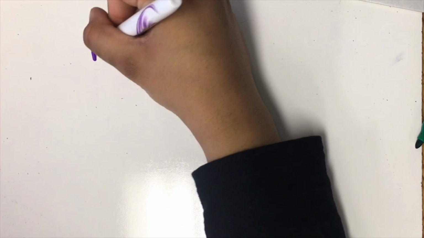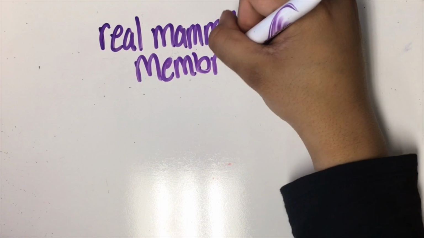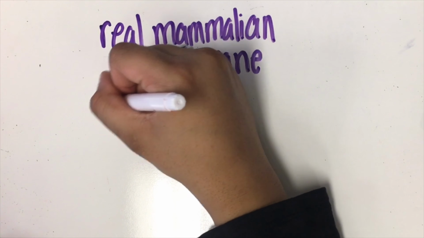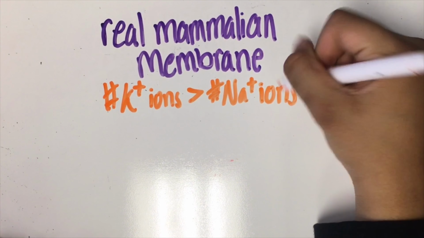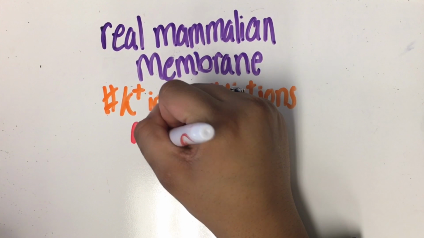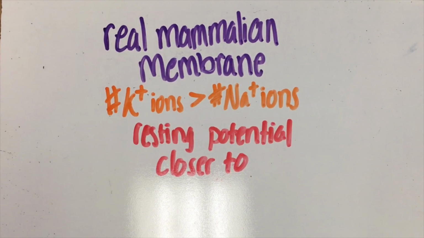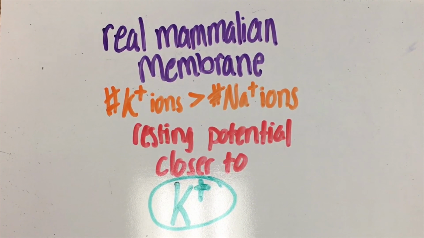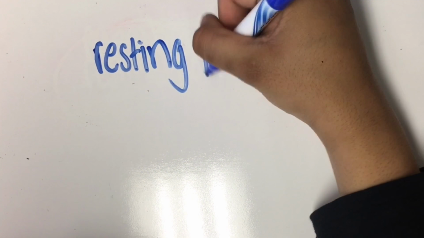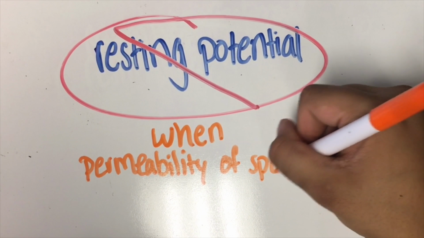In a real mammalian membrane, and not the artificial one used for the example, the membrane has channels for both sodium and potassium ions. Neither of them, however, is at equilibrium. This constant net flow of each ion results in a current. The mammalian membrane is more permeable to potassium ions than it is to sodium ions. Because of this, the resting potential of cells is closer to the equilibrium potential of potassium ions than it is to the equilibrium potential of sodium ions. Membrane potential changes from resting potential when the permeability of the membrane for a specific ion changes.